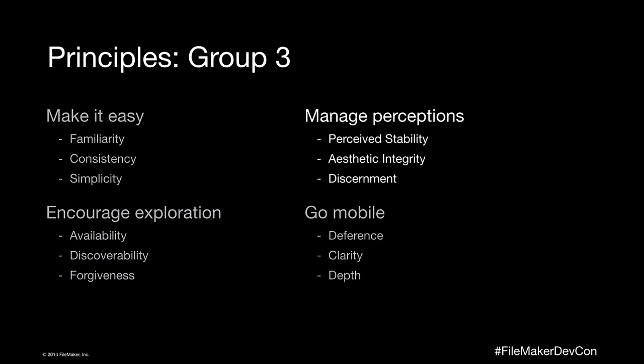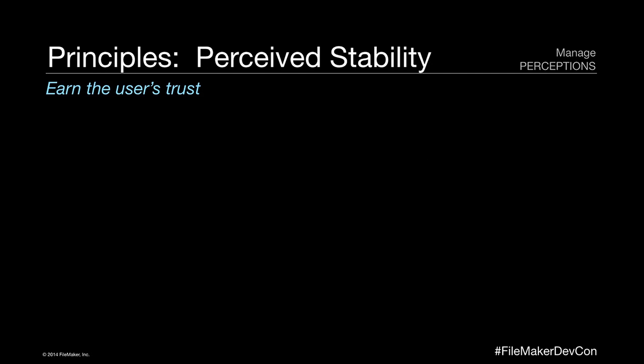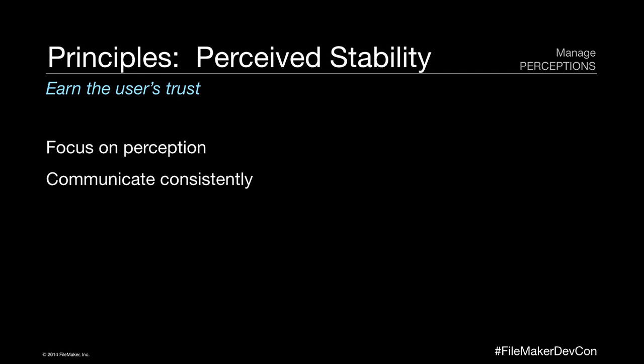Here's group 3, manage perceptions. The principle of perceived stability. Earn the user's trust. The emphasis here is on perception. Your solution appears to be stable. Your solution appears to be trustworthy, and you accomplish that through communication. Communicate feedback for every action or process. This will keep coming up, so I'll talk about it some more later.